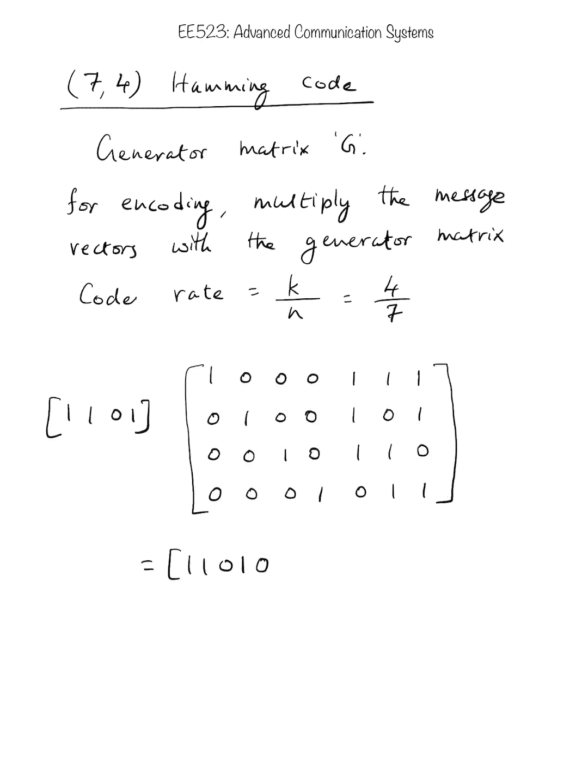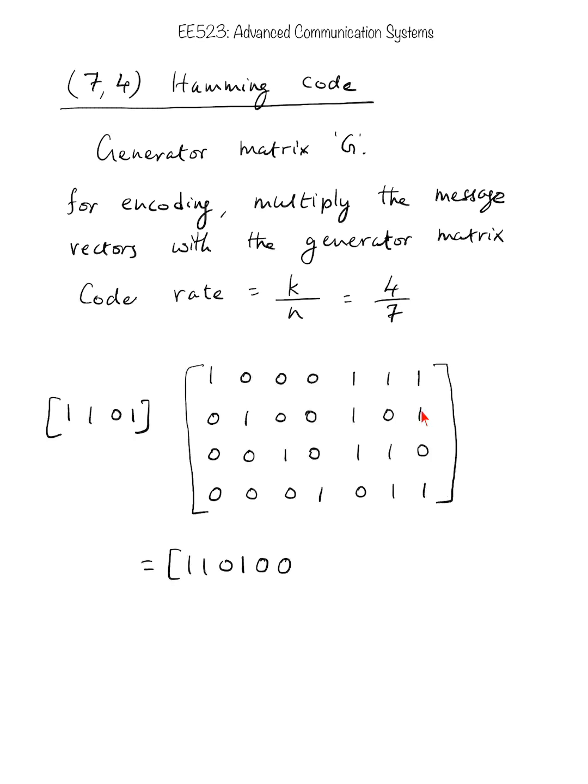Then we do it for the next parity bit by multiplying the message vector with the next column. 1 into 1 is 1, 1 into 0 is 0, 0 into 1 is 0, 1 into 1 is 1. So we have two ones, which means the sum is 2. Again, 2 modulo 2 is 0, an even number, therefore 0.